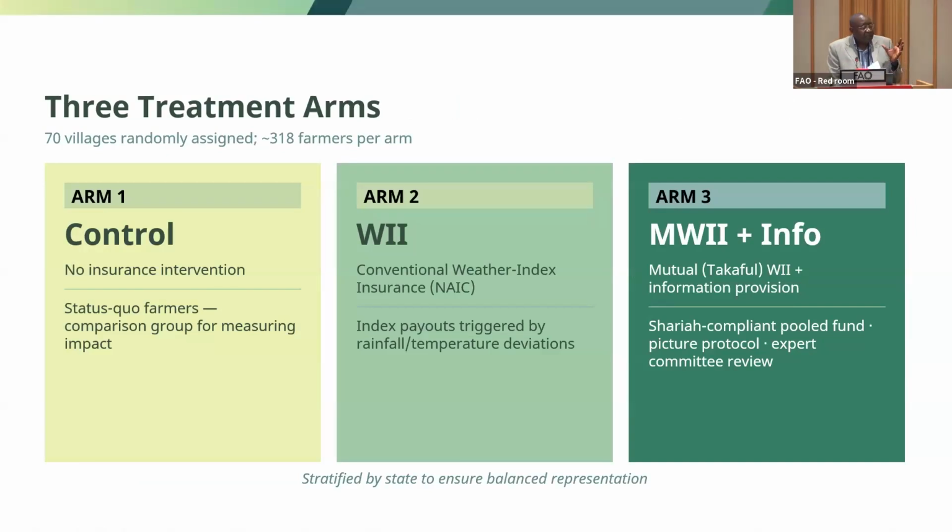Now, as I said, the members that were selected were assigned into 3 groups. The first is the control group. The control group was neither enrolled in the conventional insurance nor in the mutual weather index insurance. And then the second is the first treatment group. These were farmers that were enrolled into the conventional insurance, that is the Nigerian Agricultural Insurance Corporation. And then the third arm are those that were enrolled into the mutual weather index insurance, and they were provided with some financial literacy and some additional information.